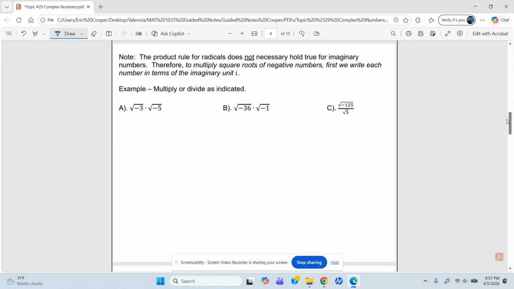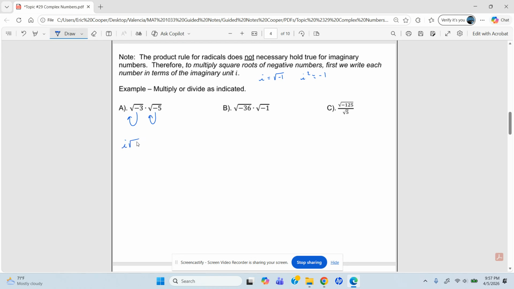The product rule for radicals does not necessarily hold true for imaginary numbers. Therefore, to multiply square roots of negative numbers, first we must write each number in terms of i. So then we're going to take all of these and multiply in terms of i, remembering our two true rules, that i is equal to the square root of negative 1, and that i squared is also equal to negative 1. So when I go here, I'm going to turn both of these into i values.